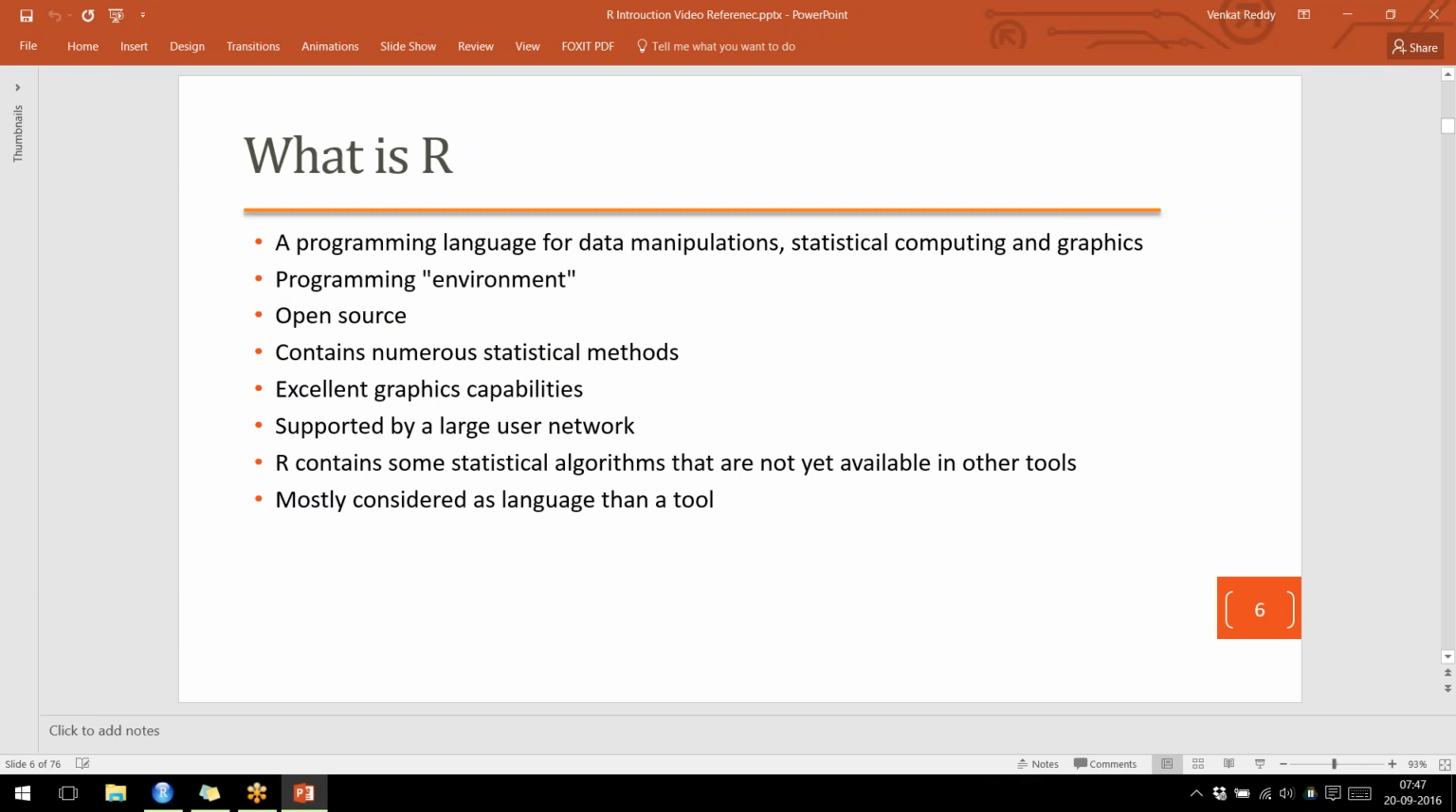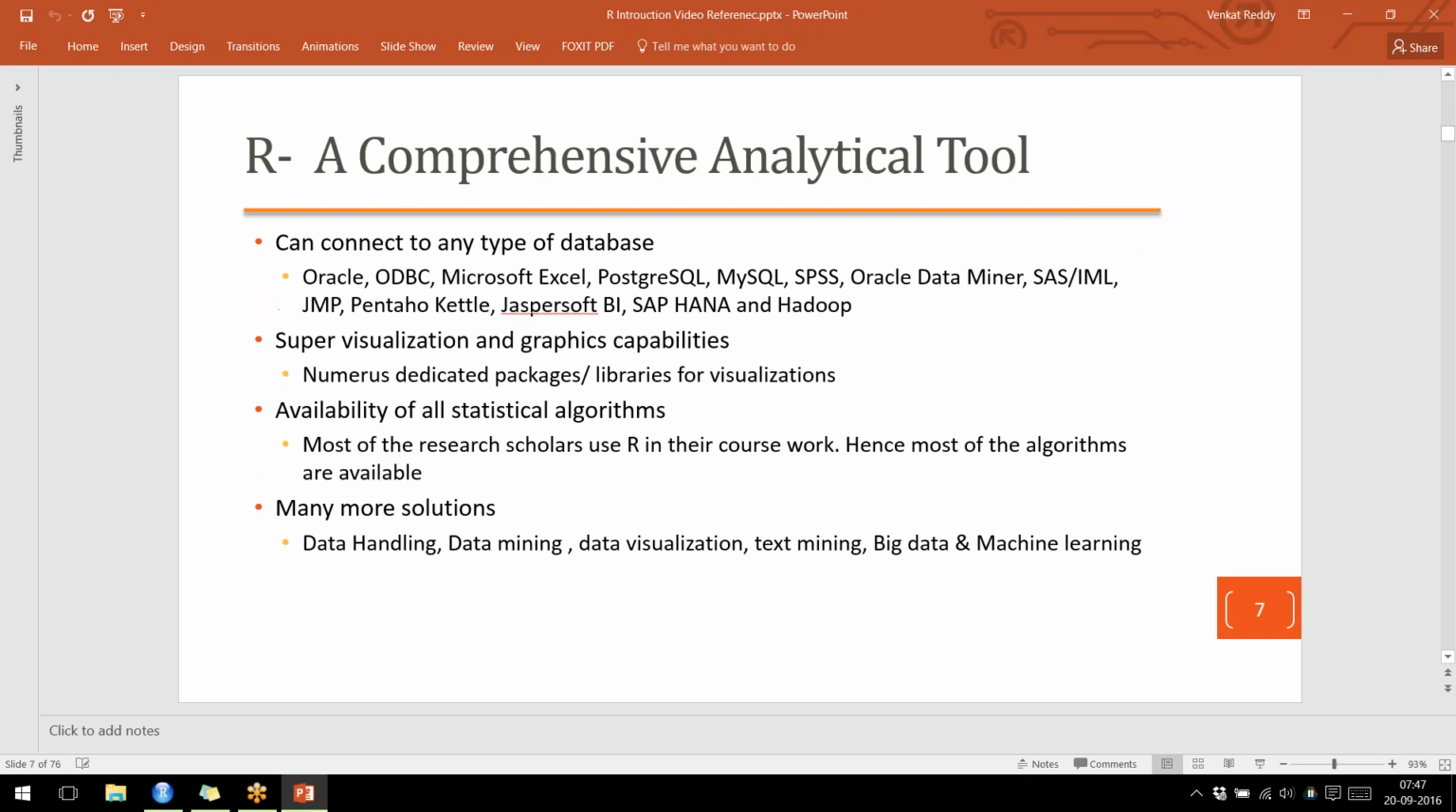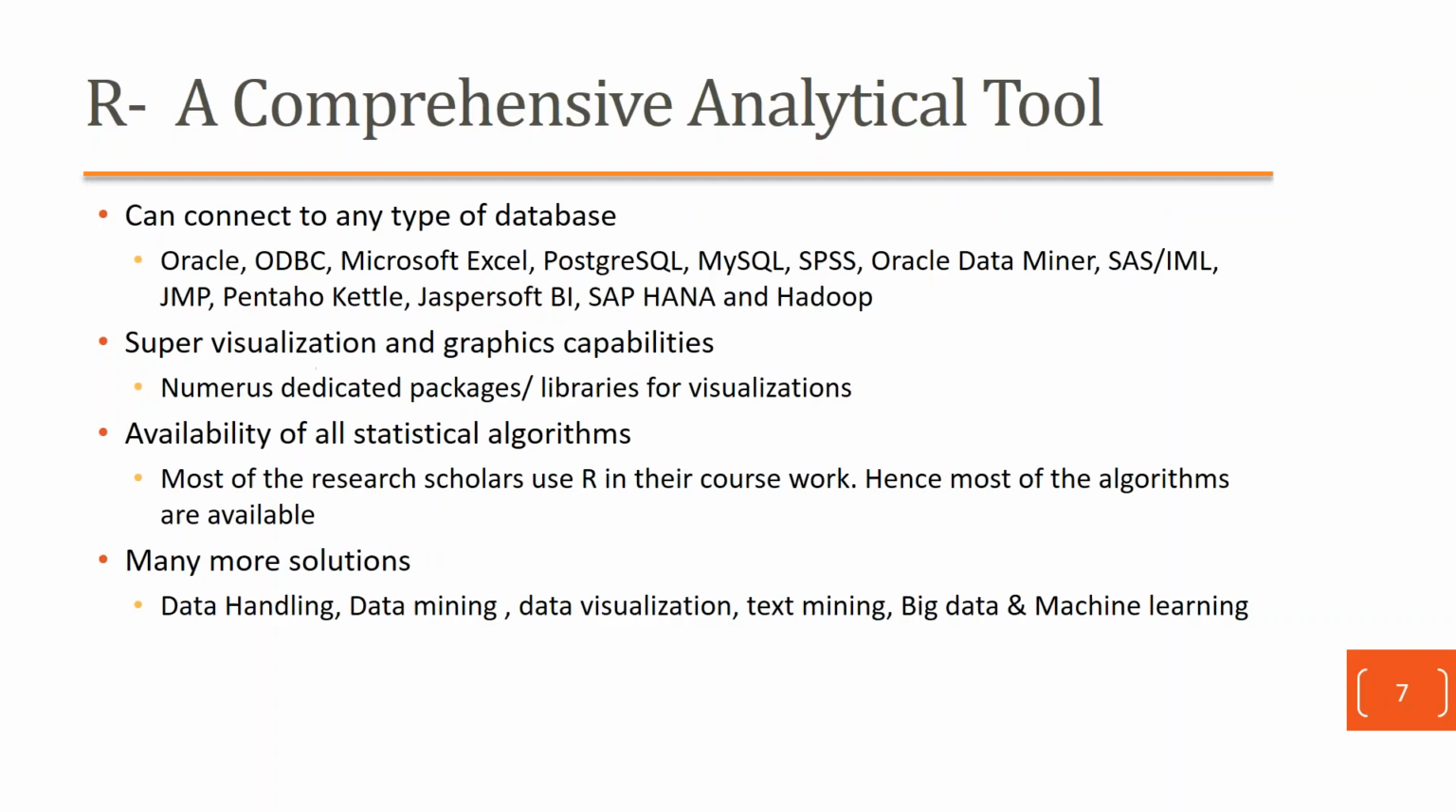It's sometimes considered a language rather than a tool. Some people call it R language, some people call it R tool. So it's a comprehensive analytical tool. It is really growing very well. R can connect to different types of databases, almost any type of database. If R can't be connected, somebody will write a library that can be used as a connector. So R can connect to any type of database. It has super visualization and graphic capabilities, availability of all statistical algorithms. As I told you, in fact, it has even the rarest of the rare statistical algorithms available within R. It has many more solutions for text mining, data handling, data mining, and machine learning.